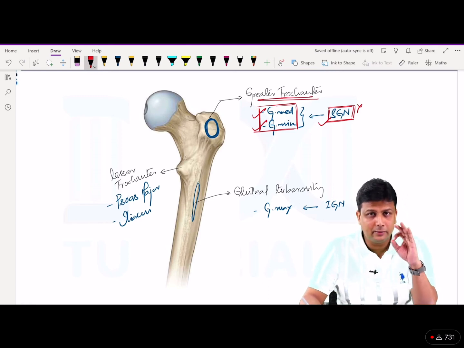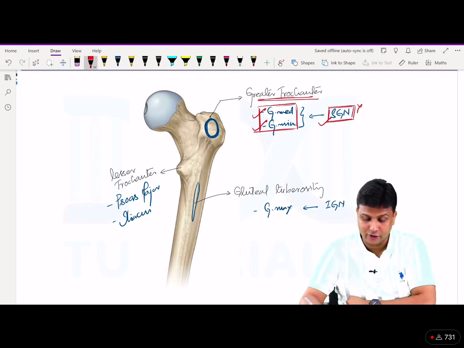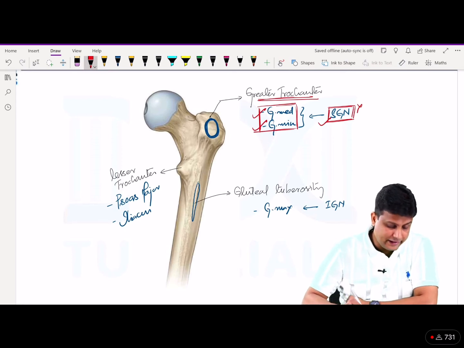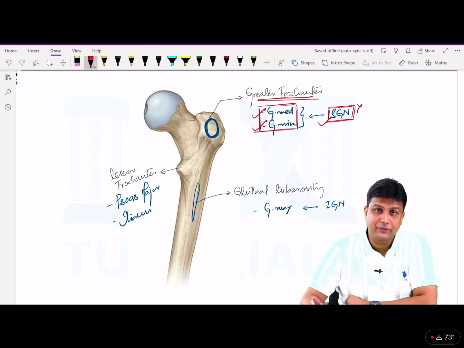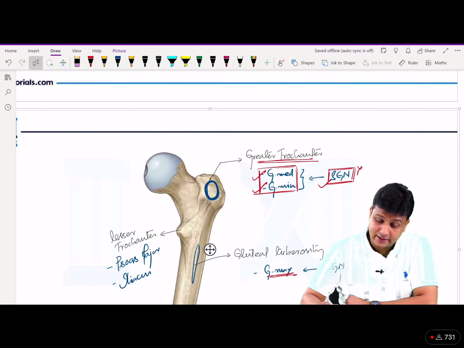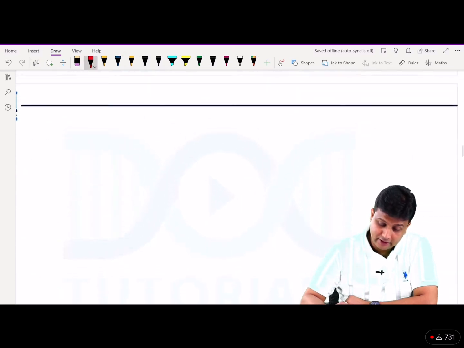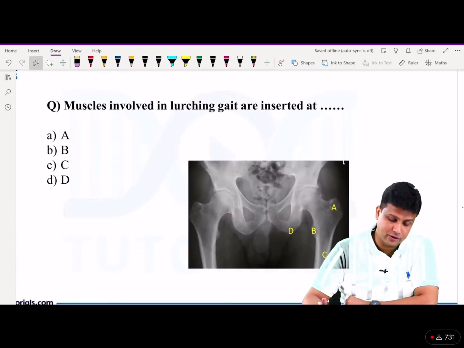So you have to remember where the muscle is attached, which muscle is attached, their nerve supply, and also their actions. Gluteus medius and minimus help in abduction at the hip joint, whereas maximus helps in extension at the hip joint. So, my dear friends, what is this type of gait known as? Lurching gait. And which sign is positive here? Your Trendelenburg sign is positive, guys.